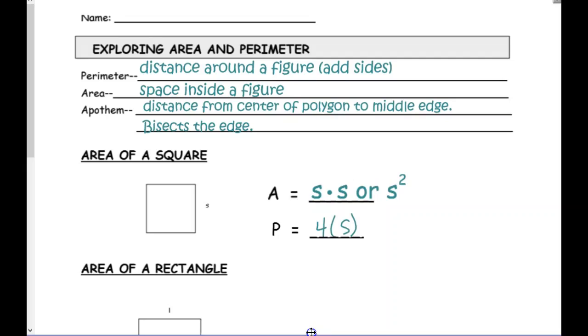Area and perimeter. On the board you can see it's in a funky font, but it is what it is. Hopefully you can see that. Let's go ahead and write that down. I'll give you all a couple minutes to write down the definitions of perimeter, area, and apothem. So everyone's writing this down, please. Thank you. Unless you're doing the writing assignment.